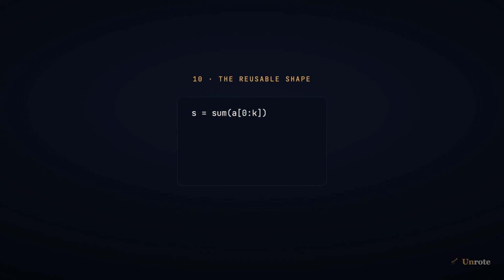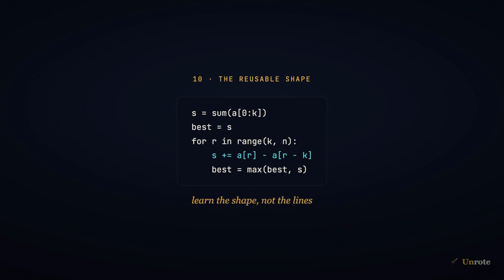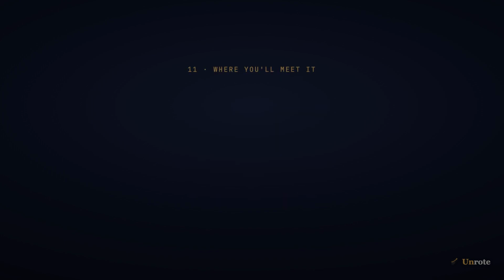Sum the first k numbers. Then, for each new right edge, add the entering number and subtract the one k steps back, and update your best. That's the fixed window. The elastic version is the same skeleton, with an inner loop that shrinks the left edge while the window is still invalid. You'll see this everywhere.